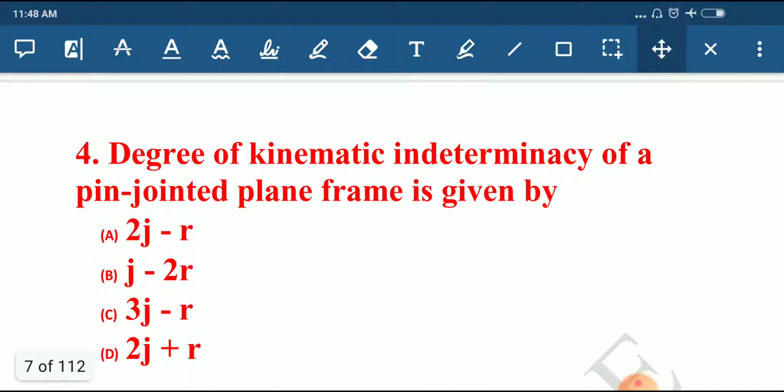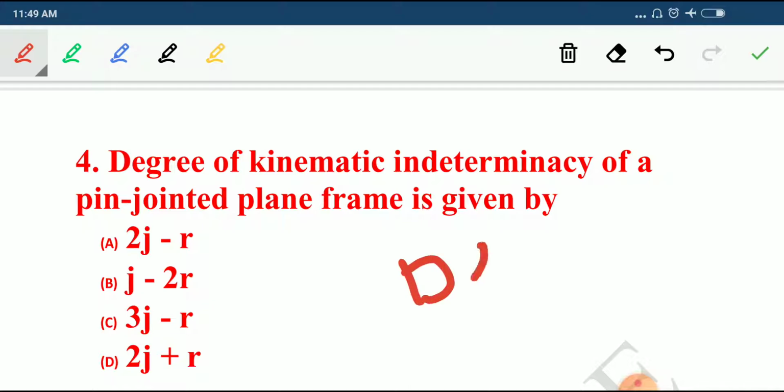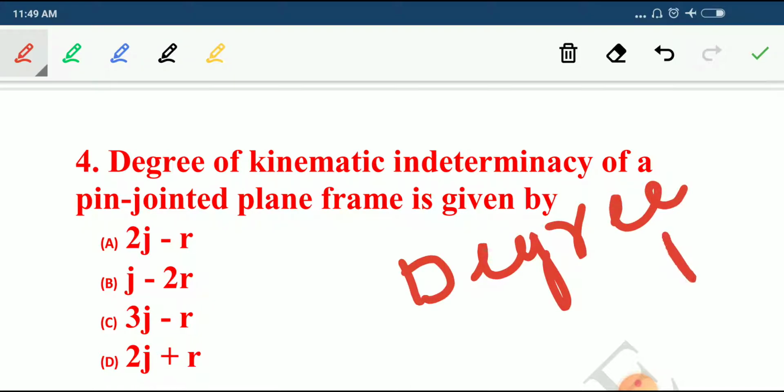The degree of kinematic indeterminacy of a pin jointed plane frame is given by. What do you mean by degree of kinematic indeterminacy? Kinematic indeterminacy means non-zero joint displacement. It is called kinematic indeterminacy. It is also called degree of freedom. This you also have to remember.